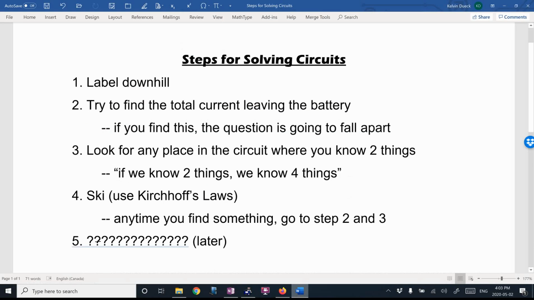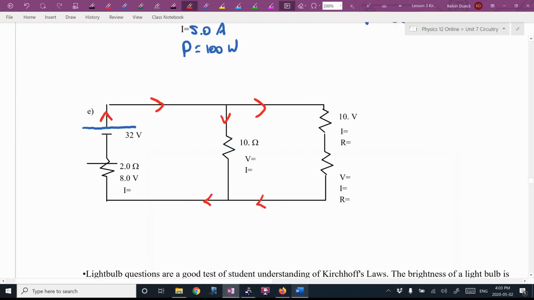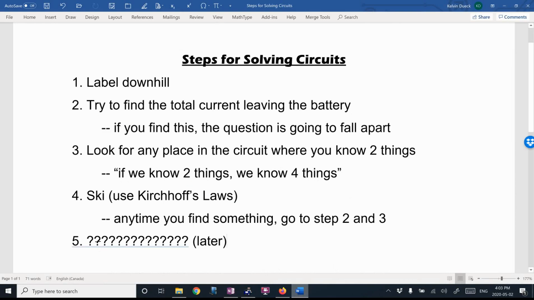So step one, label downhill. Step two, try to find total current leaving the battery. Well, the total current leaving the battery would be the same as the current going through there. I don't really know the total current. I don't know the current there or there or there. So let's go to step three.